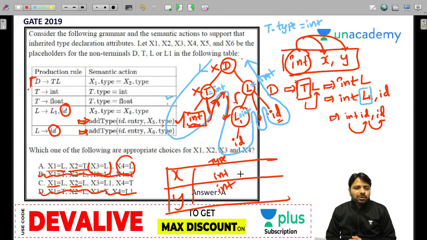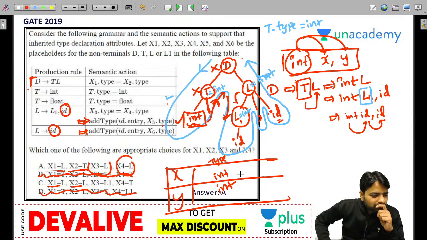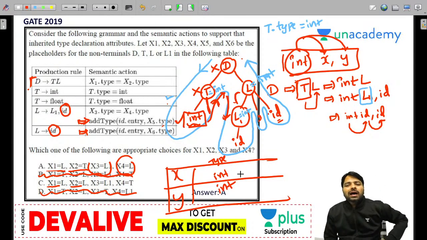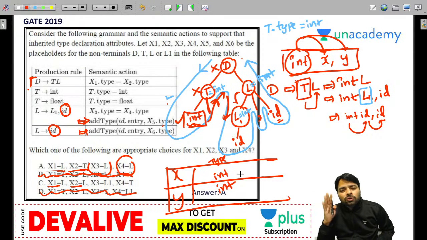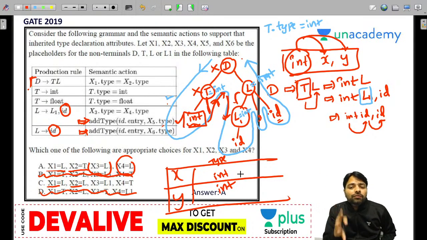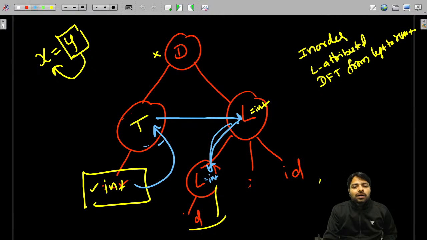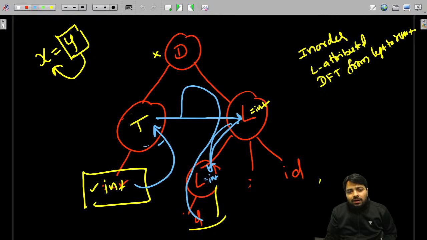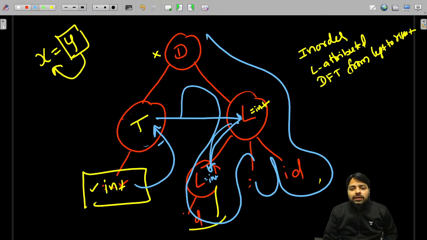Clear? Come on, quickly. In L-attributed we first reach L1, then L. L is reached twice, down and up. That is the beauty of L-attributed. They will come like this, and they will reach L twice.